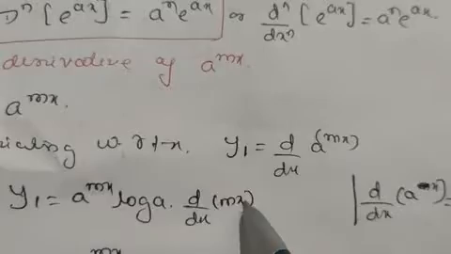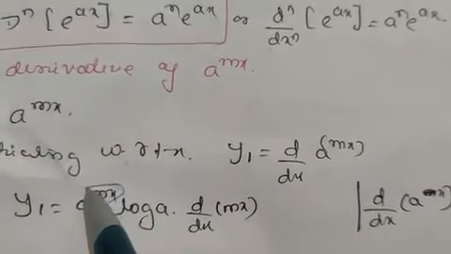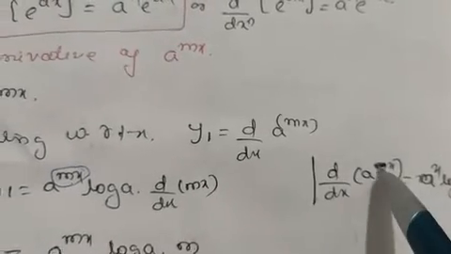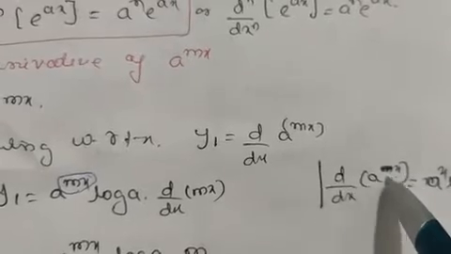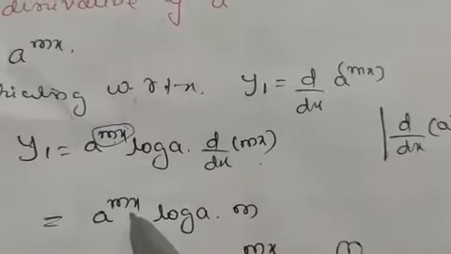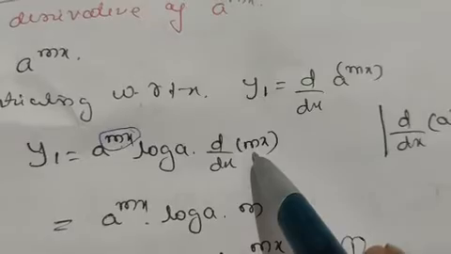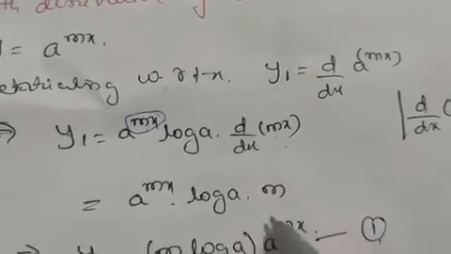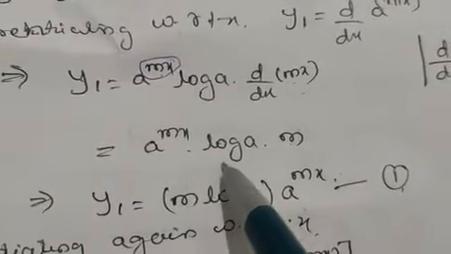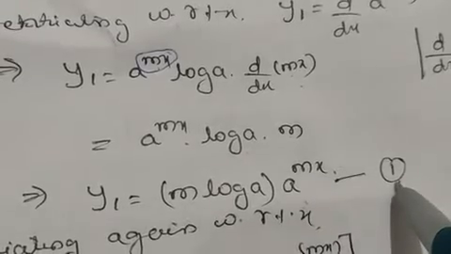Derivative of mx. If it is simply x, then you have to stop here only, because here derivative of a raised to x is a raised to x into log a. If this is other than x, then you have to differentiate this once again. This is known as composite function. So a raised to mx as it is, log a as it is, derivative of mx with respect to x. m is constant, derivative of x with respect to x is 1. So y1 is m, this m is constant, and this log a is also constant, m log a into a raised to mx. Take this one as equation number 1.